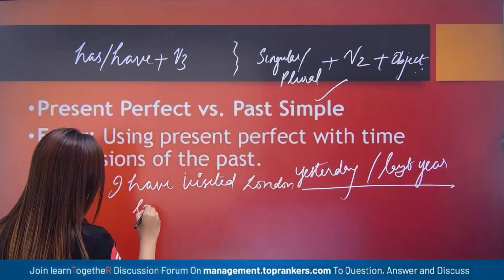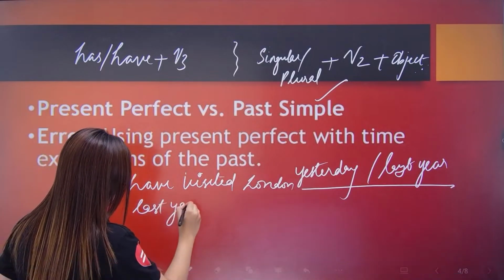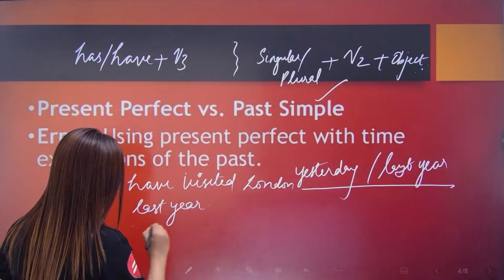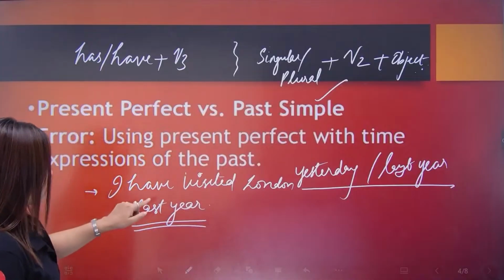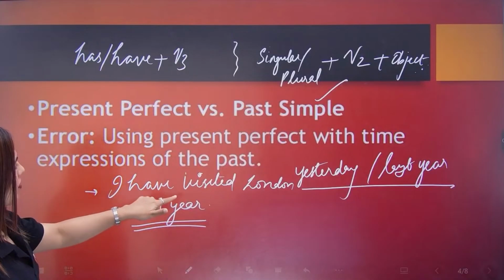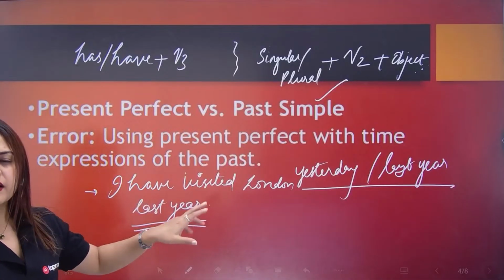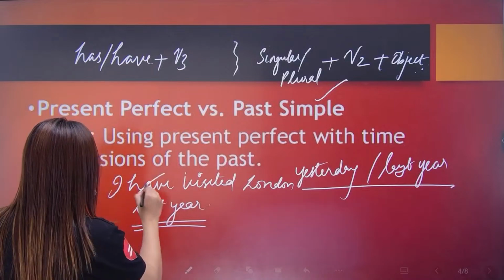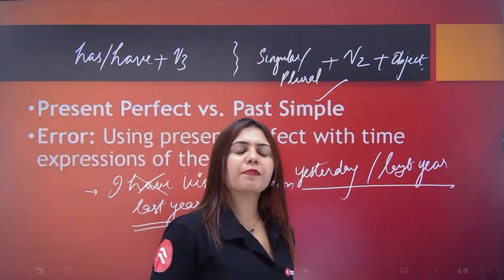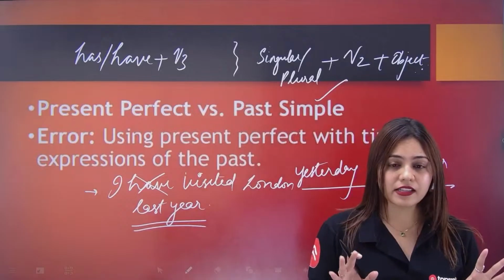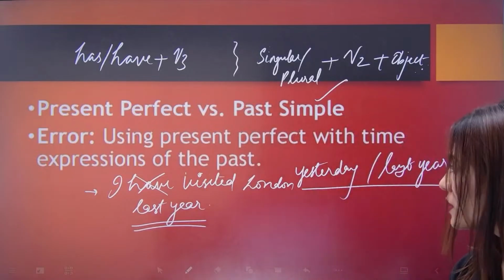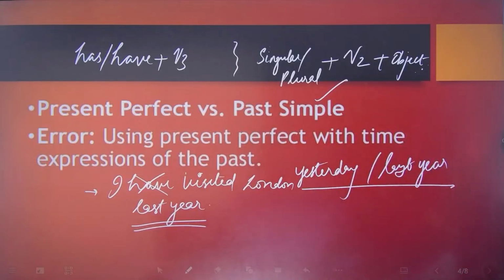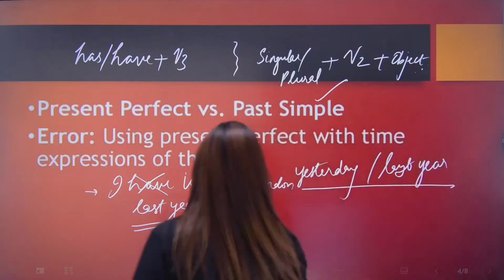Can you see a time marker here? Yes or no? Yes. So we have used present perfect here, but what did I just tell you? If you have a definitive time marker, that means you are simply supposed to use simple past tense. I visited London last year. Got it?